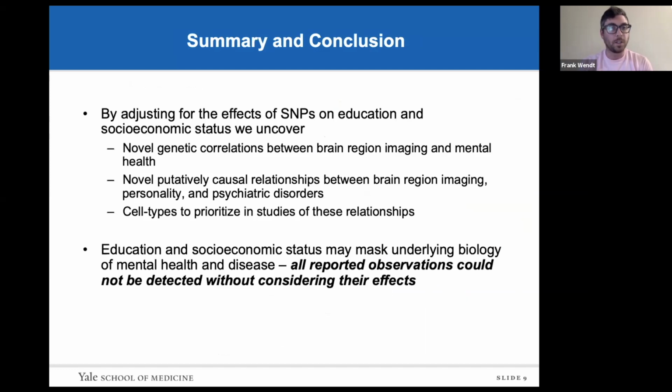So to summarize and conclude, by adjusting for the effects of SNPs on education and socioeconomic status, we're able to uncover novel genetic correlations and novel putatively causal relationships between brain imaging, personality, and psychiatric or mental health phenotypes in general. We're also able to identify cell types and prioritize some of these cell types moving forward, hopefully closing some of the gap between GWAS findings and translatable findings. And finally, education and socioeconomic status may mask some of these underlying biology findings. But what's really important is that all of the findings we report today could not be discovered without considering the effects of several education and several socioeconomic status phenotypes.